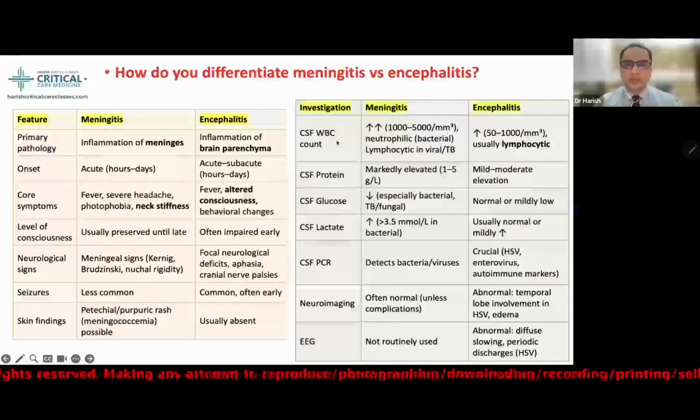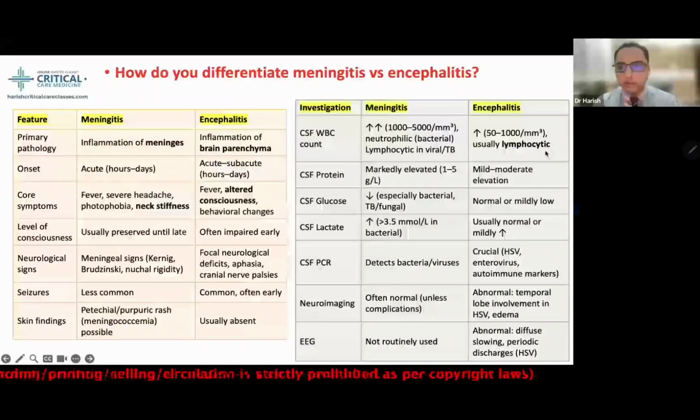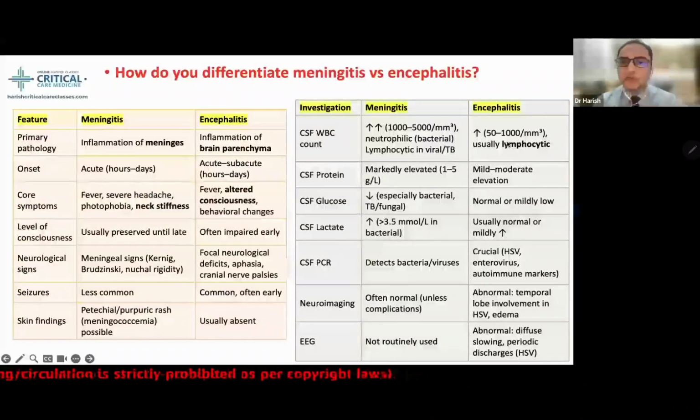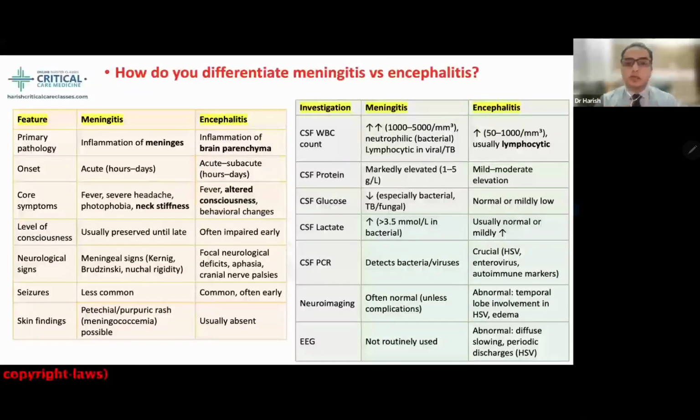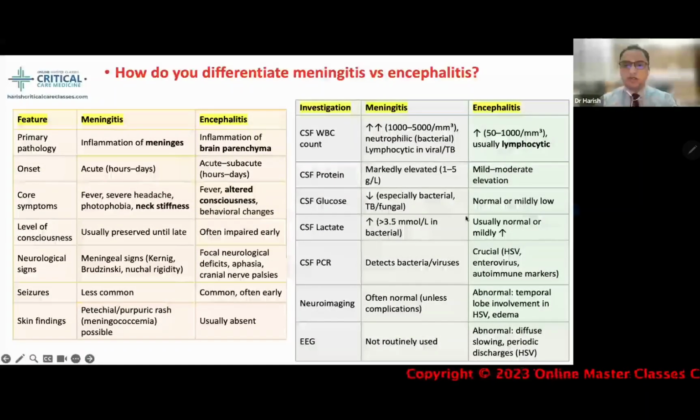So if you see the CSF findings, as I already told, in meningitis there is a neutrophilic pleocytosis, with lymphocytes in viral and TB meningitis. In encephalitis, it is usually lymphocytic, and the counts are somewhere between 50 to 1000, but it is going to be 1000 to 5000 in meningitis. Protein is markedly elevated, 1 to 5 gram per deciliter in meningitis, which is mild or moderate elevation in encephalitis. CSF glucose is significantly low, especially in bacterial, TB and fungal meningitis, so it is normal or mildly low in encephalitis patients.